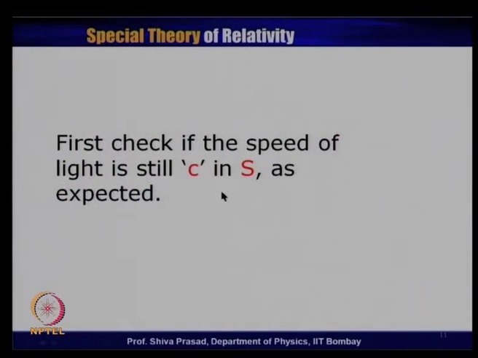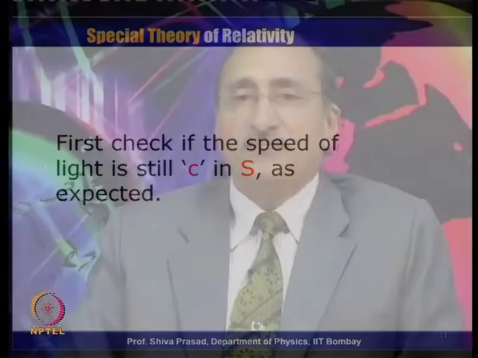Now, let me just first check whether I am really getting the velocity of light to be c as seen in S frame of reference. So, let us first do a quick exercise, because that is what I expect. Y component has come down, x component has been picked up, from 0 it has gone to v, but I expect that the speed of light must remain c in S frame of reference. So, let us verify it. First check if the speed of light is still c as seen in S as expected, because this is what we expect as per the postulate of special theory of relativity.